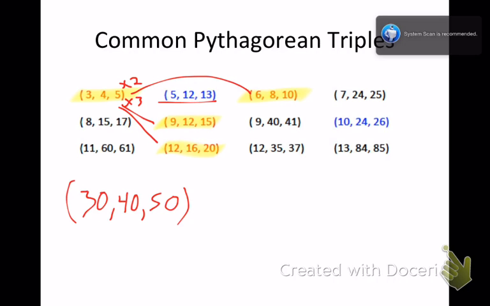Same thing here, 5, 12, 13. If I take it times 2, what do I get? 10, 24, 26. Hey, there's another Pythagorean triplet. So a lot of times you'll get some high numbers. Well, you can make an easier problem by just reducing it. Okay, and if it's a reducible Pythagorean triplet, it's the same thing.